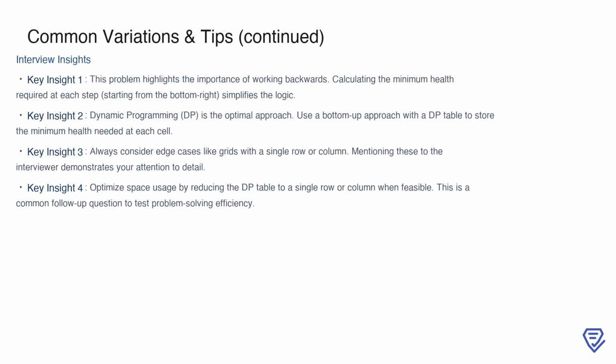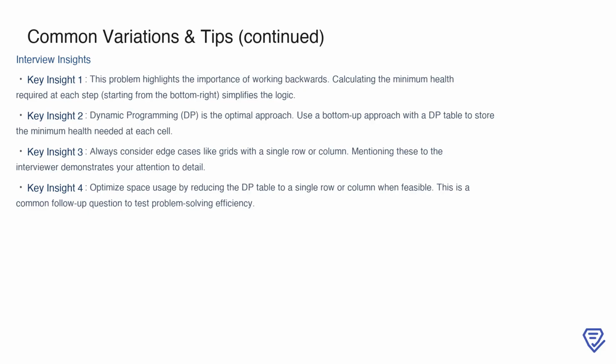This problem emphasizes some crucial insights for interviews. First, working backwards from the bottom right cell is essential. By calculating the minimum health required at each step in reverse, you simplify the logic significantly. Second, the optimal approach here is dynamic programming, using a bottom-up method with a DP table to track the minimum health needed for each cell.